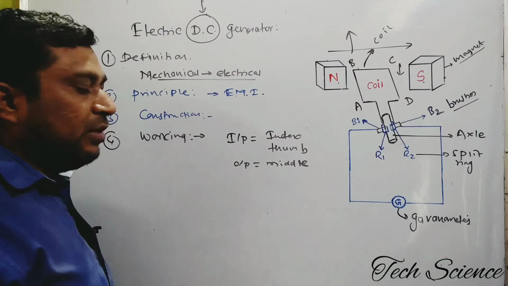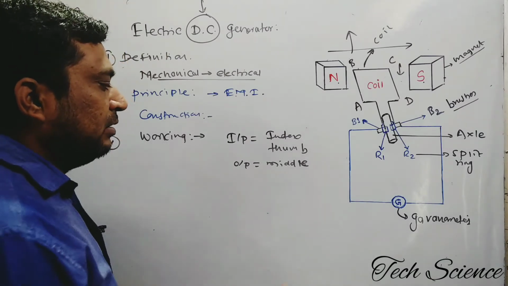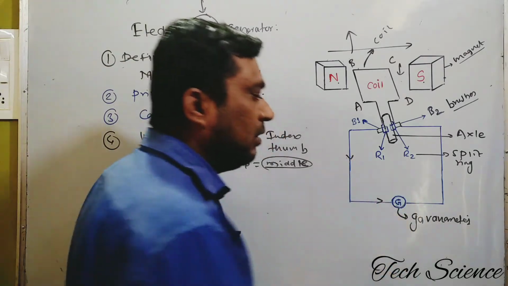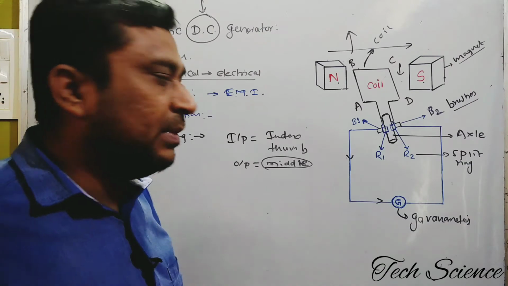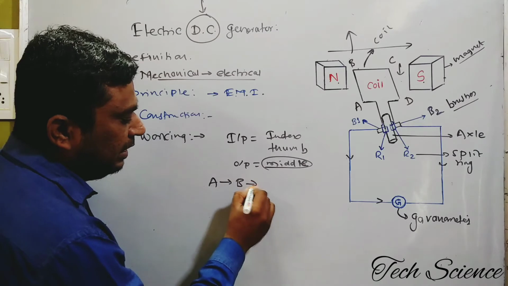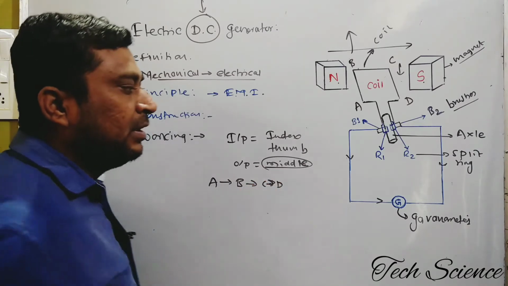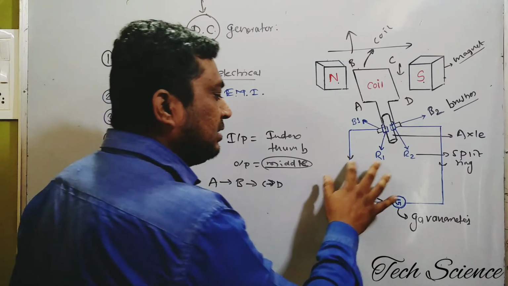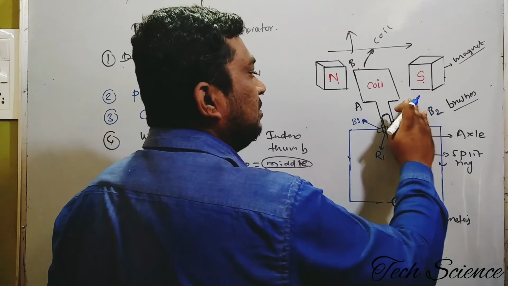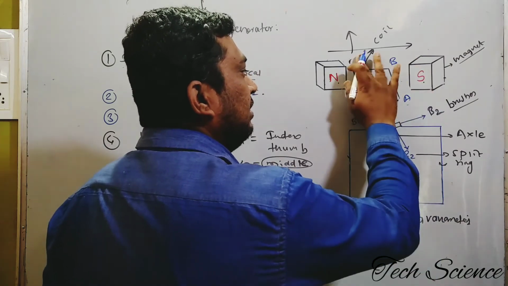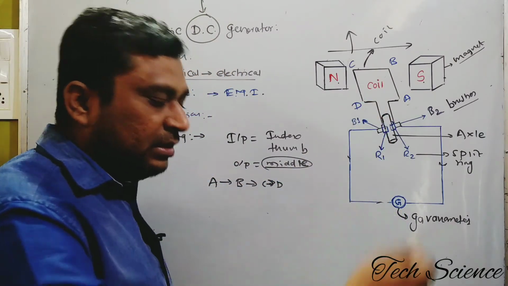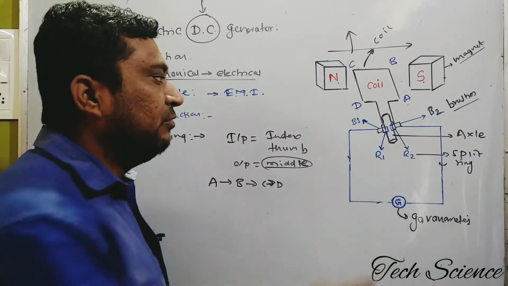Now, when the rotation starts, the induced current has to be found out, and this induced current is detected by the galvanometer, with A, B, C, D. This is the first direction. The current moves like A, B, C and D. Next, what happens here? After half rotation, now this AB comes to this side and this CD comes to this side. Again, we are continuously rotating the coil.